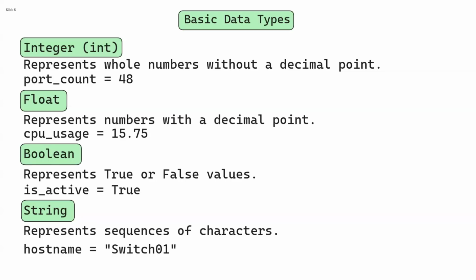Now, in terms of networking, I have one switch whose port count may be 48. CPU utilization or memory utilization is in some fraction of floating values. Your interface, say for example, gig interface 0/0, is up or down, so you can set true or false. Is active or inactive, true or false. What's the host name? Switch 01. So in terms of networking, you can see it like this.